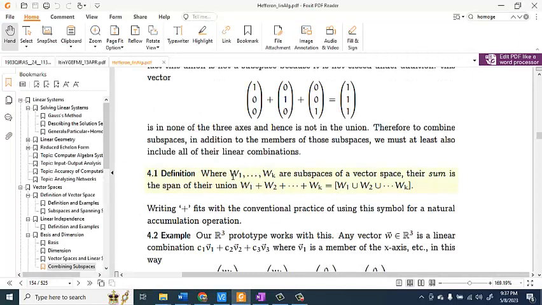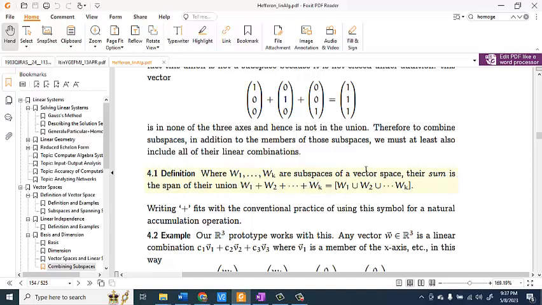Here you have the subspaces of a vector space. The sum, which is denoted this way, is the span of the union. So in other words, you take a basis of W1, basis of W2, and so on, basis of WK, and take that as your spanning set. Now, if you have bases for these different subspaces, when you put them together, they may not be a basis. But when they do form a basis, then we say that this is a direct sum.